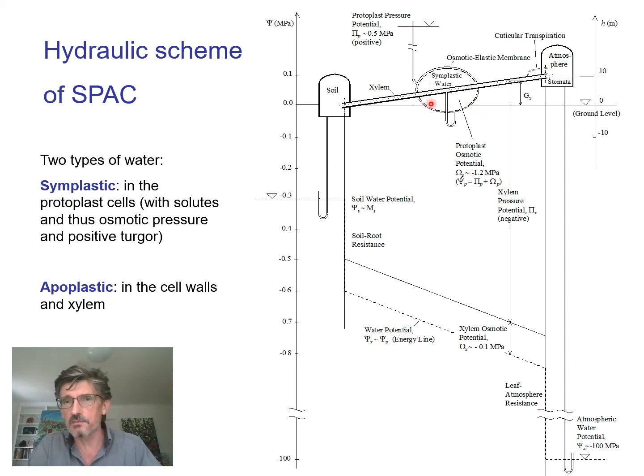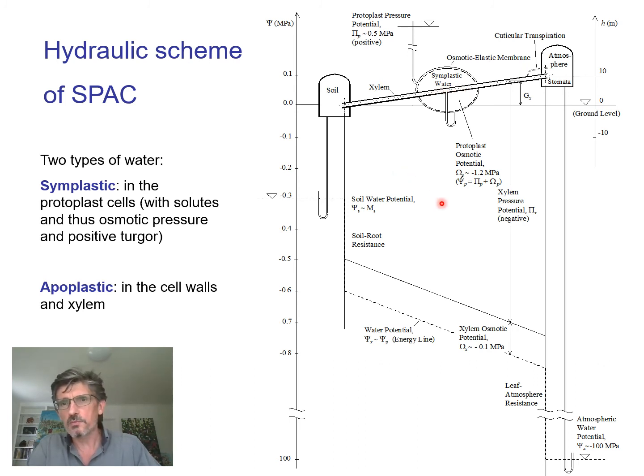So these are actually containing much more solutes, because these are cells, to a point that gives you an osmotic potential in the protoplast of minus 1.2 megapascal. Remember, we did the calculation of the osmotic potential of seawater, and it was negative 2.7 megapascal. So this is less than half of the salts of seawater, but still quite a bit of solutes inside. And then you can say that this in general is in thermodynamic equilibrium with the water inside the xylem. So the protoplast water is in equilibrium with the water that is flowing in the xylem.